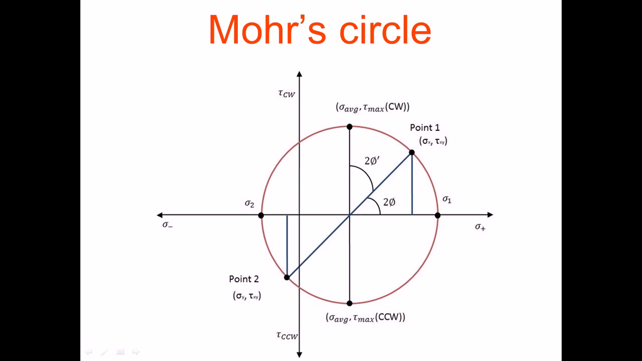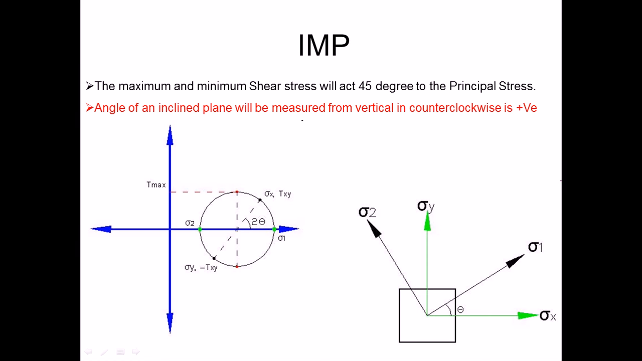So this is one pictorial representation of the typical Mohr circle, where sigma x is in the positive direction, sigma y is in the negative direction, and in the vertical plane the shear stress is acting downward, so that it tends to rotate the element in the clockwise direction. So these are some important points you can remember. The maximum and minimum shear stress will act at 45 degrees to the principal plane.